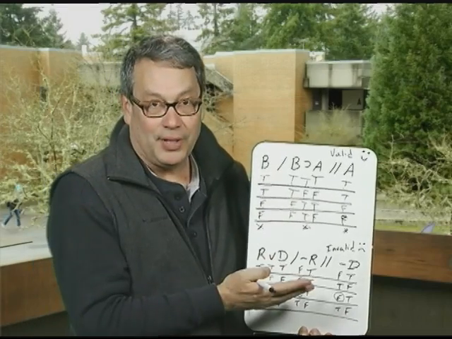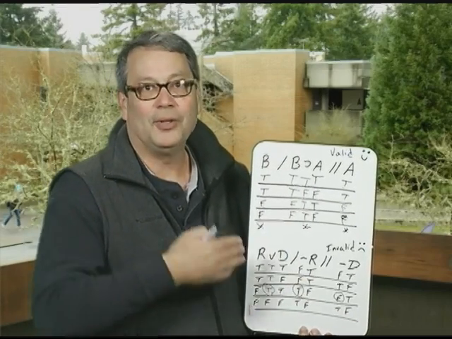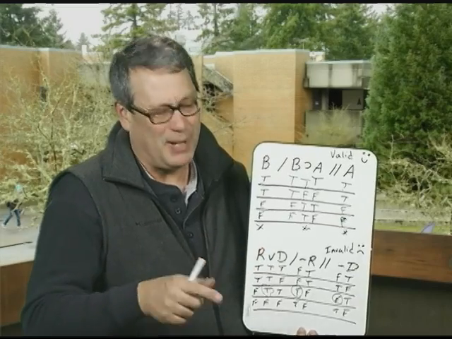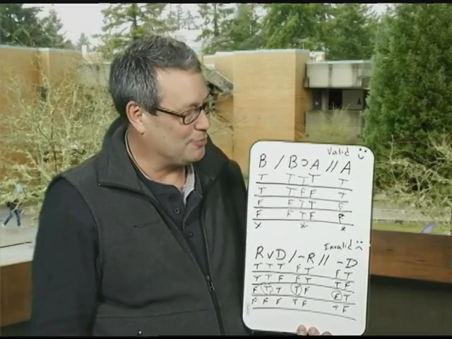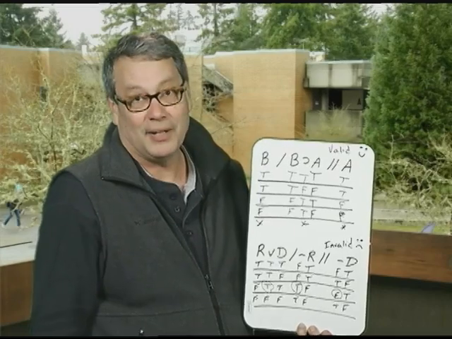So do a complete truth table, fill in all the blanks, and then look for a tough row. If you find a tough row, it's bad, invalid. If you don't find a tough row, it's not there, then it's a valid argument. It's a good argument.